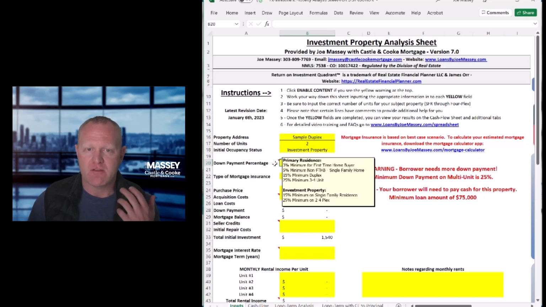So if you're buying the property as a primary residence, you are going to have a minimum of 3% down if you're a first-time home buyer, 5% if you're a non-first-time home buyer, 15% down if you're buying it as a duplex primary residence, or 25% down if you're buying a multi-unit as your primary residence.